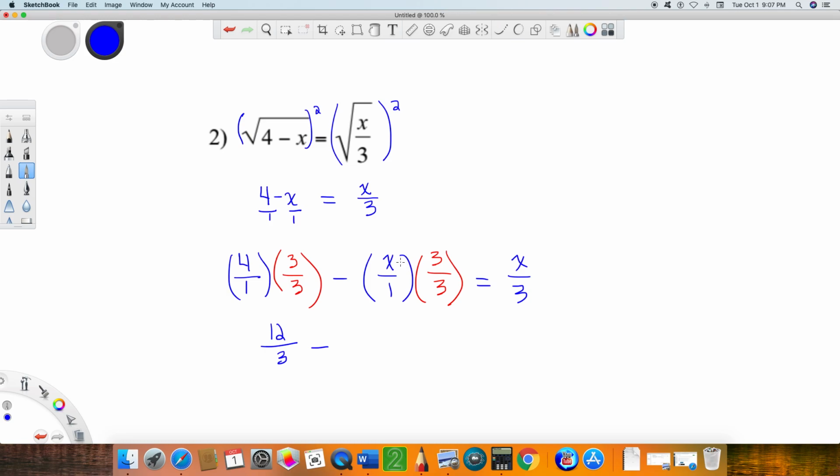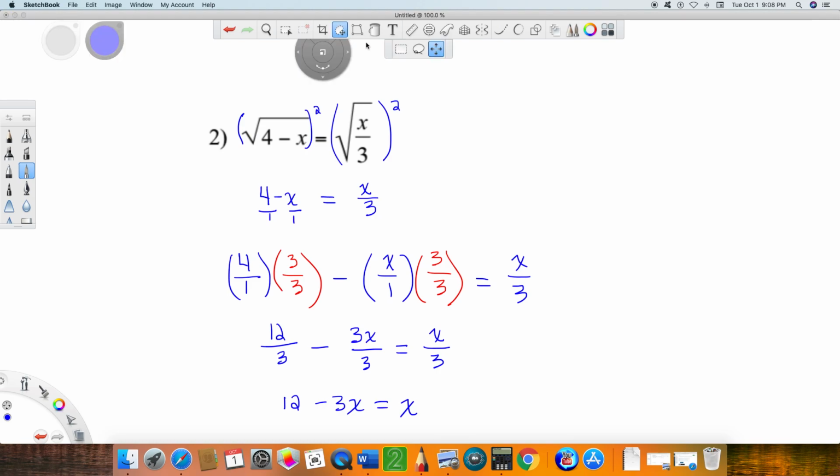And then over here, we multiply the numerators, x times 3, and we more commonly write that as 3 times x. 1 times 3 is 3. So now that we have a common denominator, if we were to multiply every term in this equation by 3, these denominators would all cancel. We can clear the fraction. We can write this as 12 minus 3x is equal to x. And this is now going to be easy to solve.